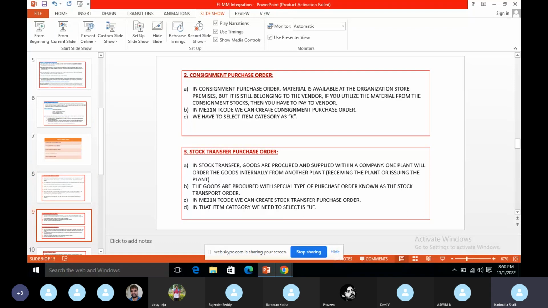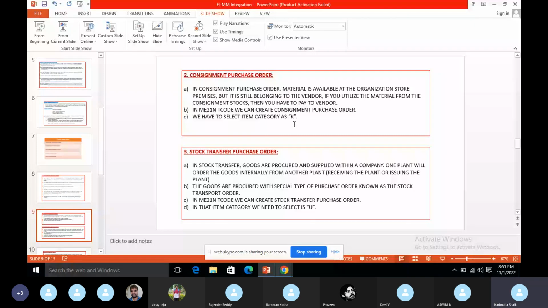Coming to consignment purchase order. In consignment purchase order, material is available at the organization's store premises only, but it still belongs to the vendor. If you utilize the material from the consignment stock, then you have to pay the vendor. In that way, the consignment purchase order will happen. Again, ME21N is the T code to create the consignment purchase order. But the item category which we have to select for consignment purchase order is K.